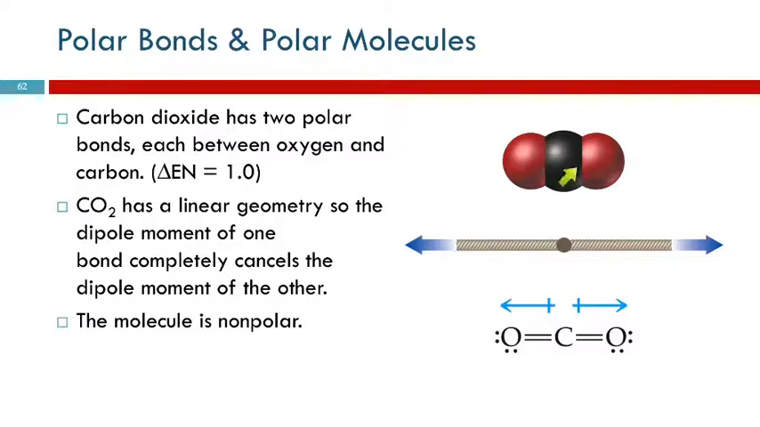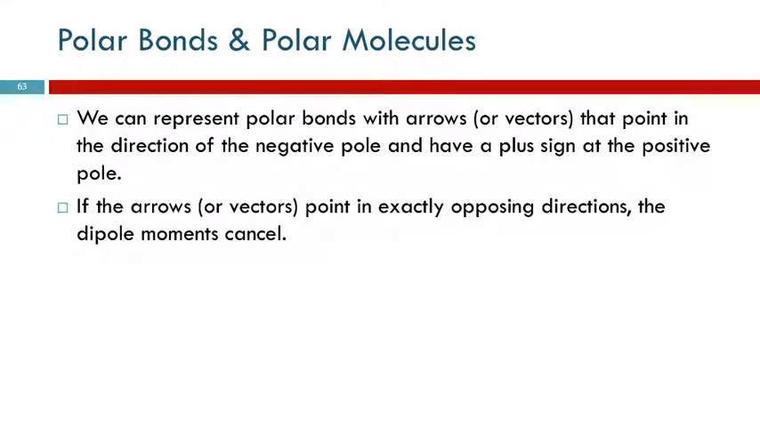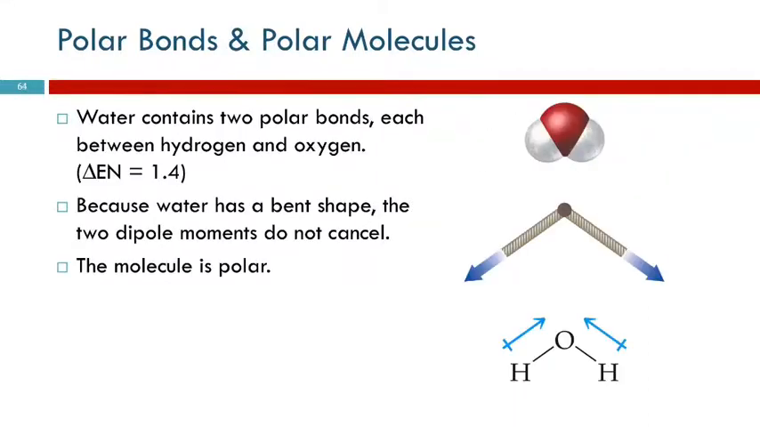This is a nonpolar molecule. One end is not different from the other. There's not a positive and a negative end because they cancel each other out. So it has polar bonds, but they cancel each other out. So we can represent the polar bonds as arrows or vectors that point in the direction of the negative pole, with a plus sign at the positive. If those arrows point in exactly opposing directions, the dipole moments cancel, and we have a nonpolar molecule.